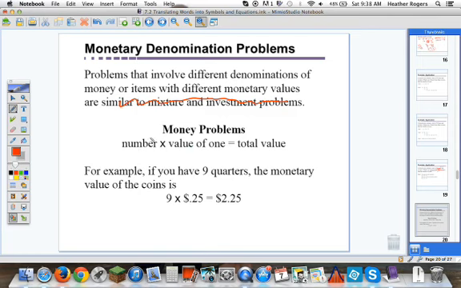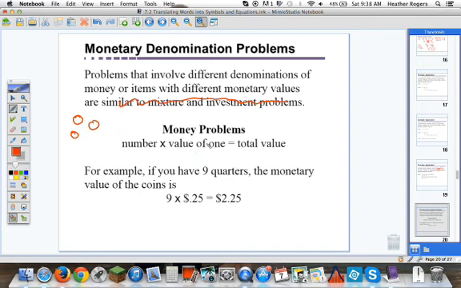You take the number of coins or the number of bills times the value of them to equal your total value. Meaning if I had 3 nickels sitting on my table, I wouldn't say 5 plus 5 plus 5 is 15 cents. Maybe I would, but if I had a lot of them, more than 3, I would just say, well, I know each one's a nickel, and just count the nickels. 1, 2, 3. 3 times 5 is the total value.